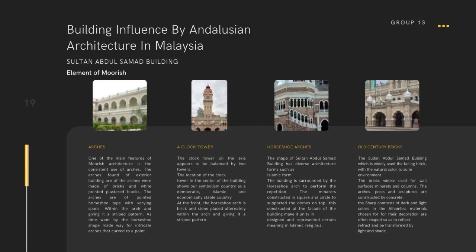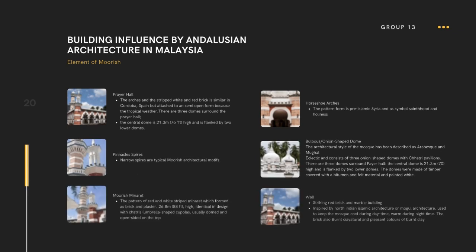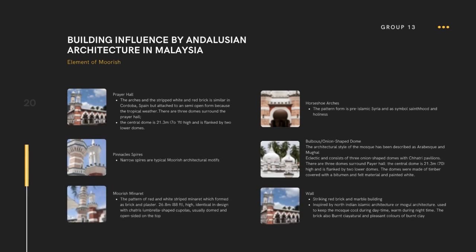The next element from the Sultan Abdul Samad building is the prayer hall. The arches and the strapwork replicate those in Cordoba, Spain, but are attached to a semi-open form because of the tropical weather. There are 3 domes around the prayer hall. The central dome is 21.3 meters, 70 feet high, and is flanked by 2 lower domes.